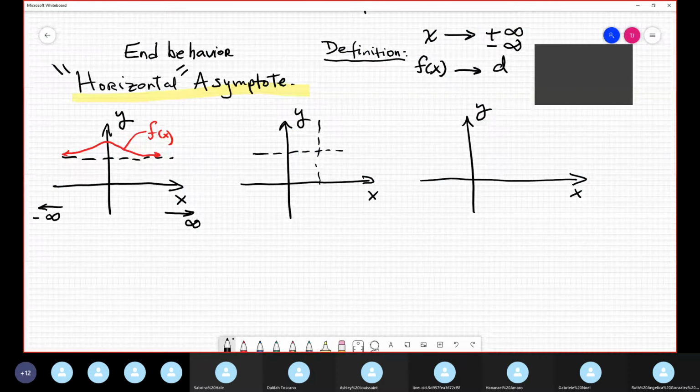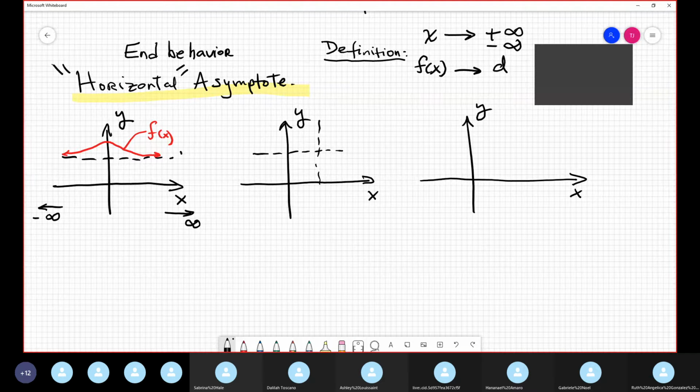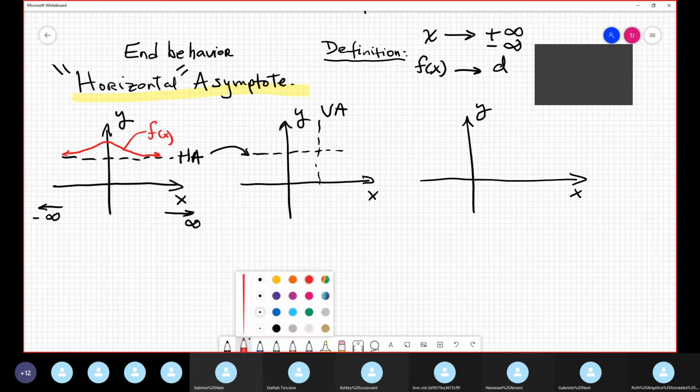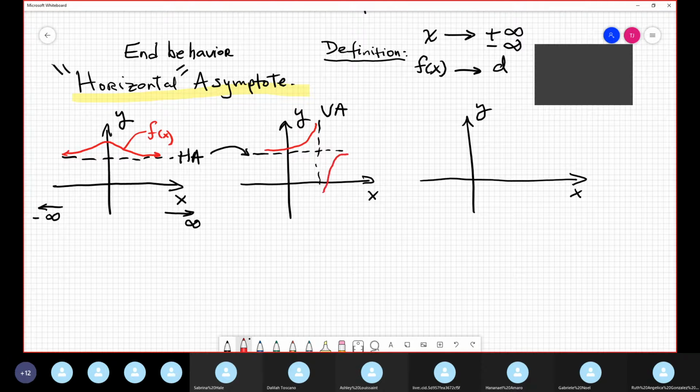Okay, now, suppose we have a combination. This is a horizontal asymptote. This is also a horizontal asymptote. And we have a vertical asymptote here. Sometimes we have both, no? So the function looks like that, maybe like that. Okay.